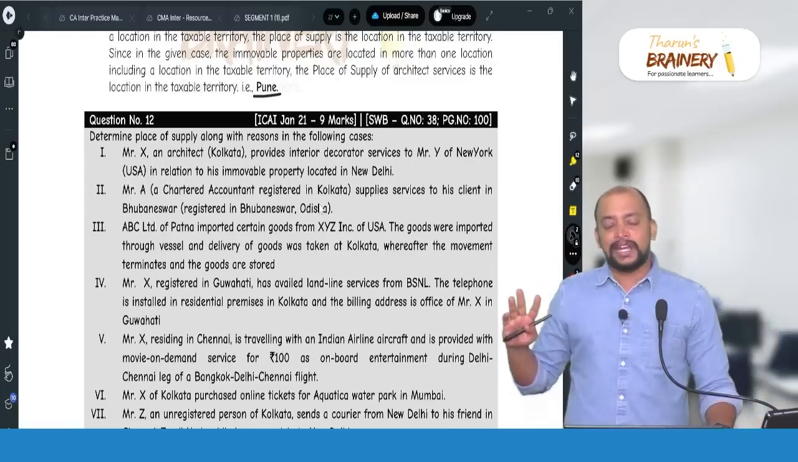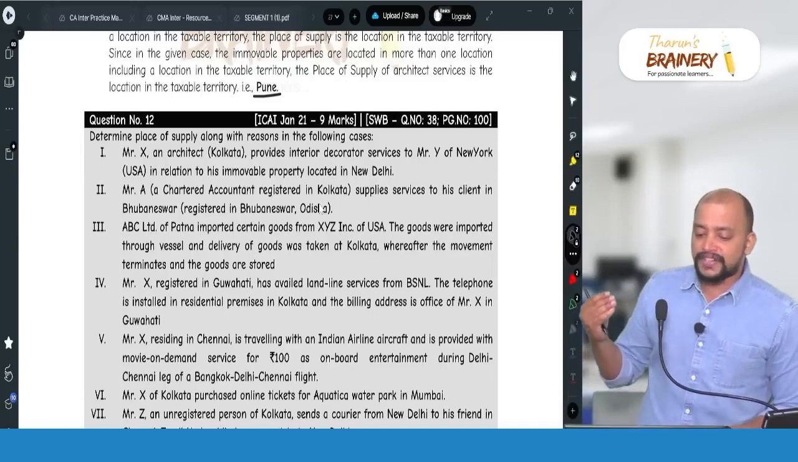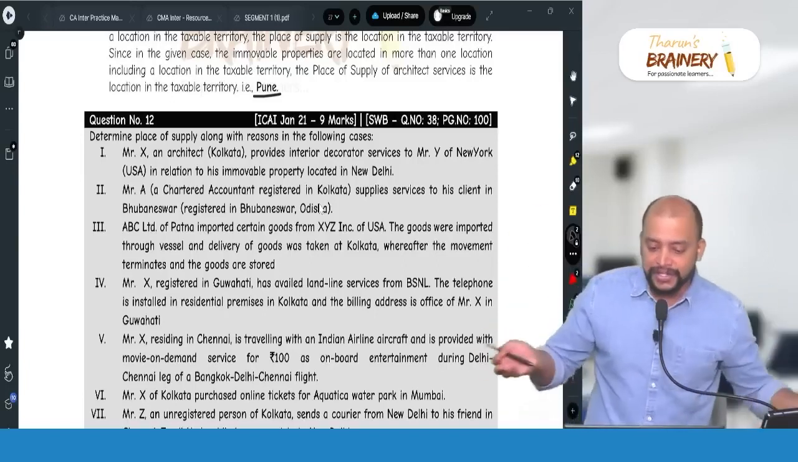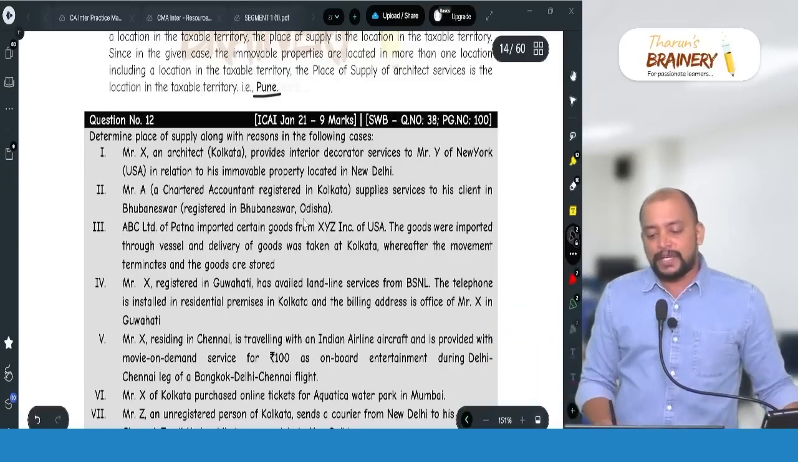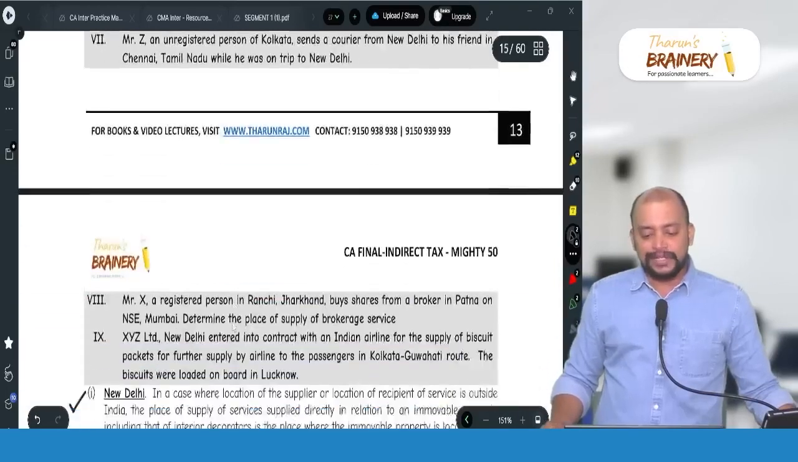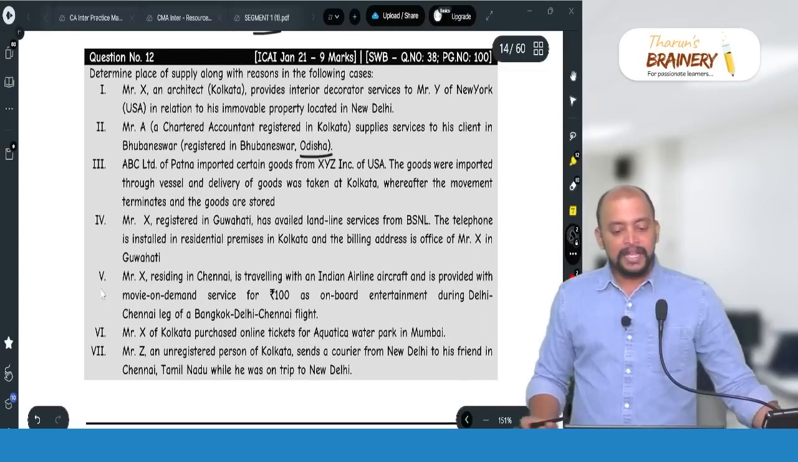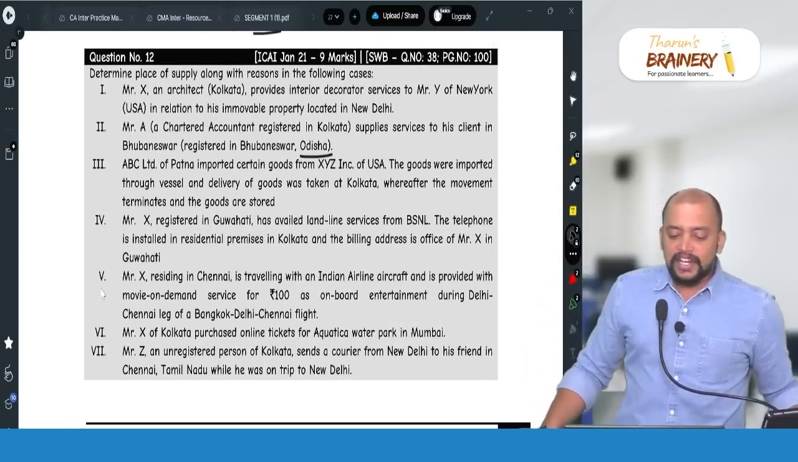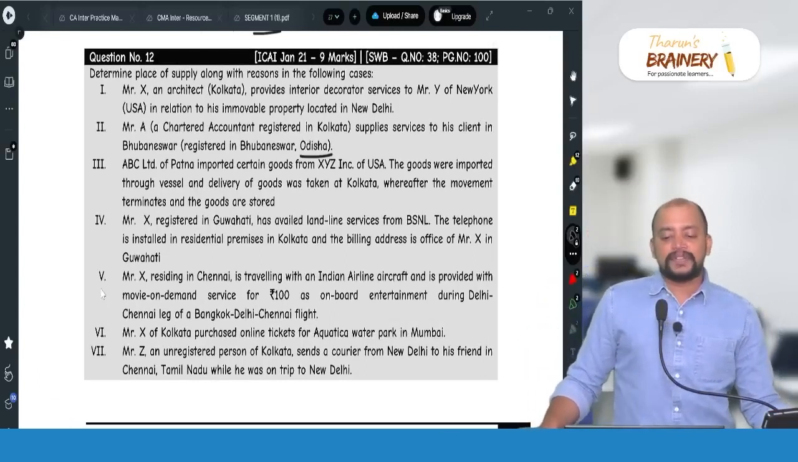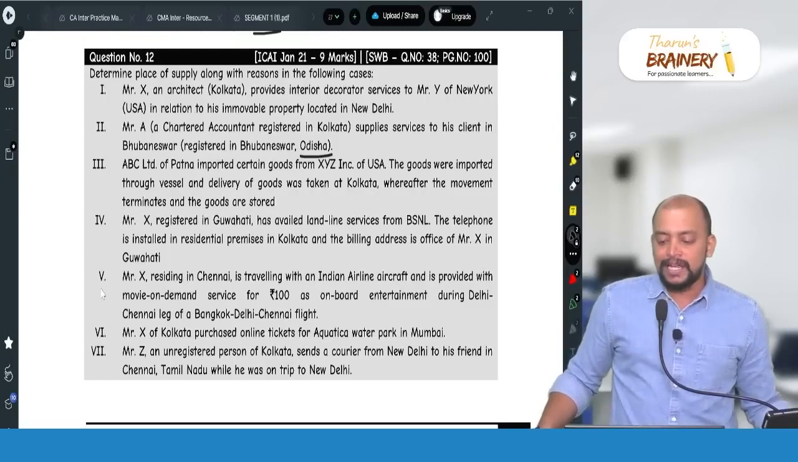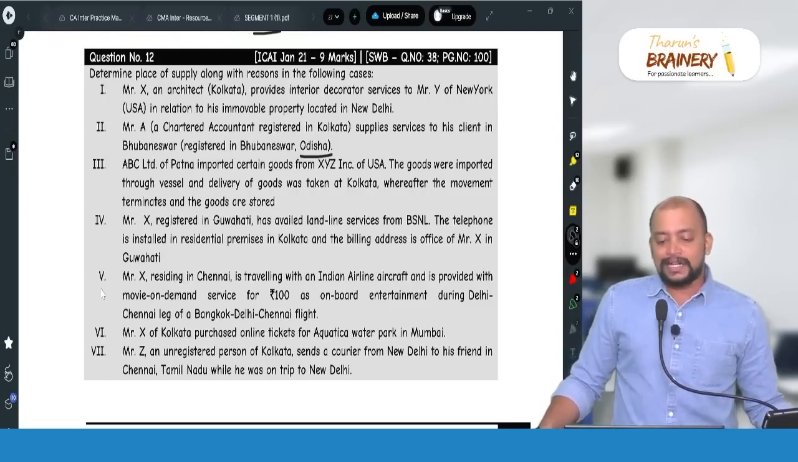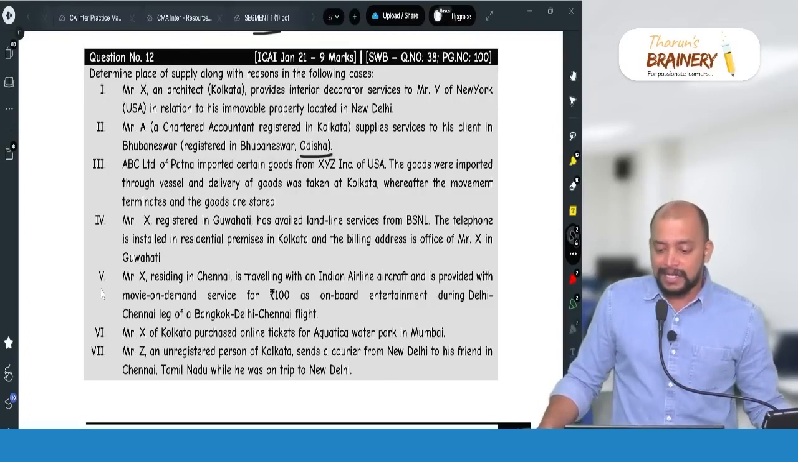Because both are in India, we need to take location of recipient if they are registered, and they are registered. So location of recipient will be Orissa. So Bhuvaneshwar, Orissa will be taken as the place of supply as per section 12. Then ABC Limited of Patna imported certain goods from XYZ Incorporation of USA. The goods were imported through vessel and the delivery of goods was taken at Kolkata.